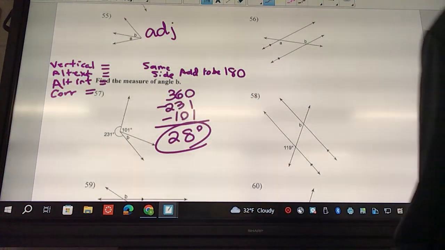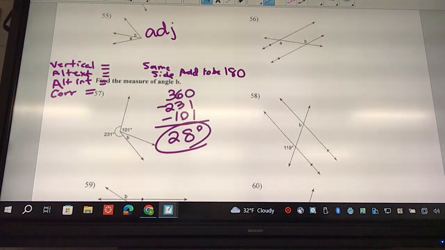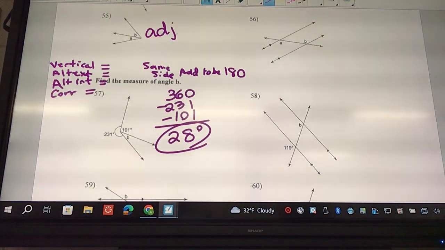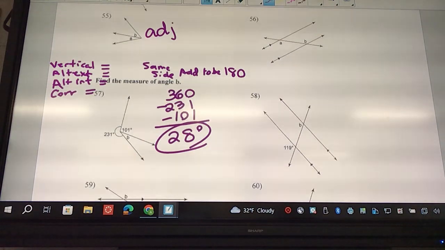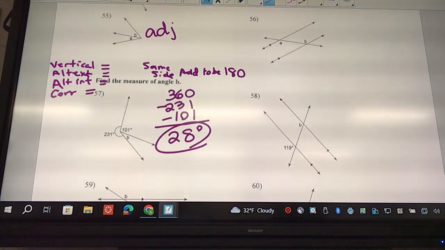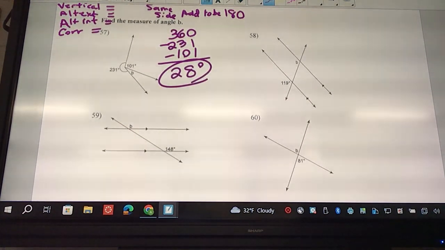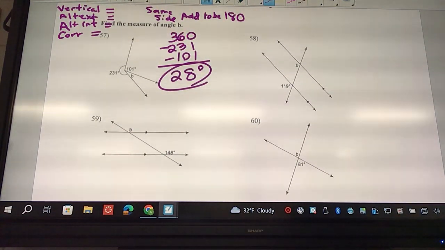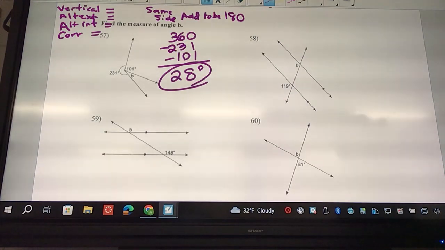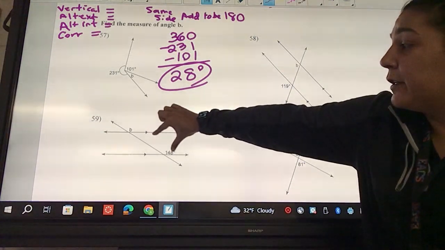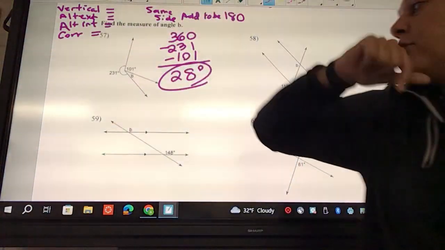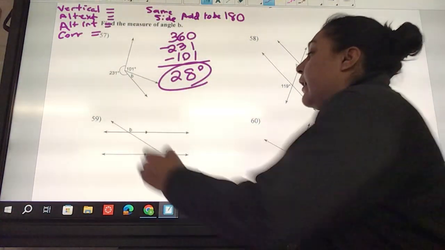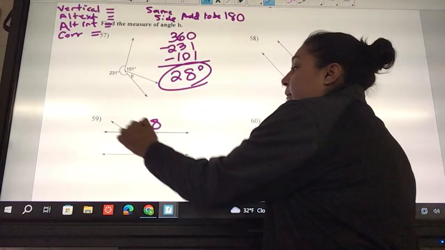Okay, so 59. Is the B inside or outside? Outside. What about the 148? Inside. So can it be same side? Is it same side interior? No, they would have to both be on the interior. So it's got to be something else. In this case, it's corresponding. So if this is 148, then this is also 148.